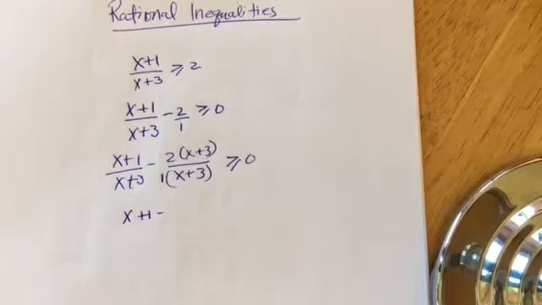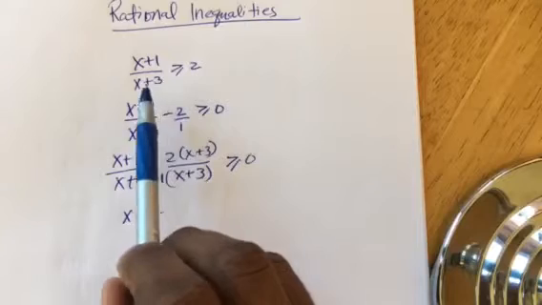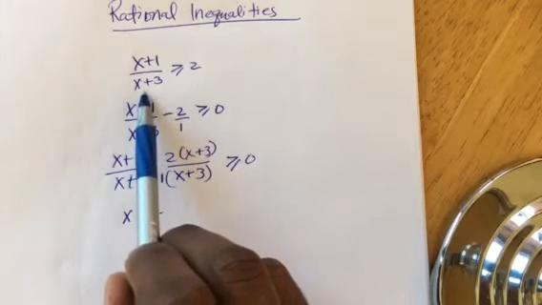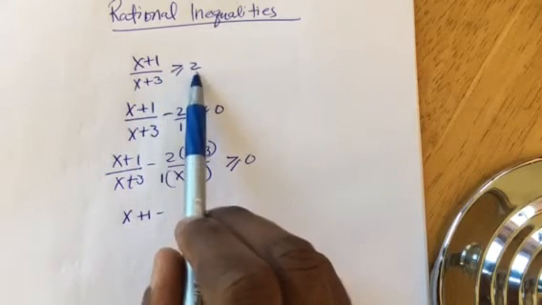Hello everyone, here's a quick video on rational inequalities. The video stopped on me while I was recording it, so I'll go over again. So here we have x plus 1 divided by x plus 3 greater than or equal to 2.